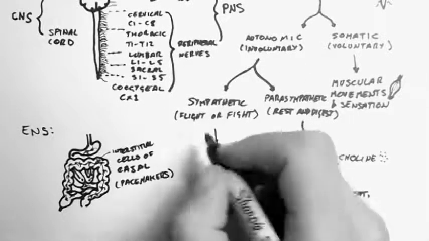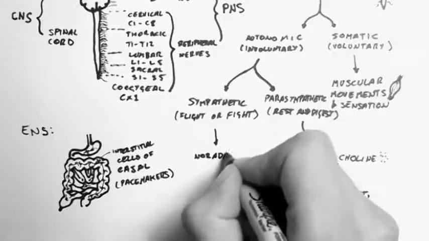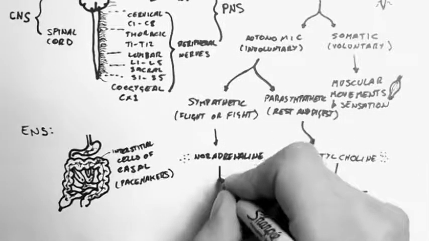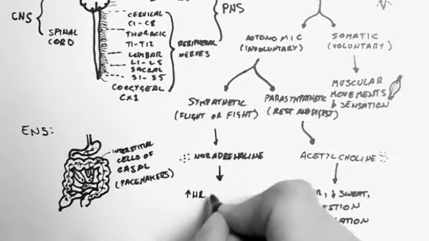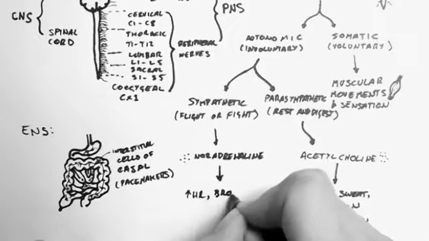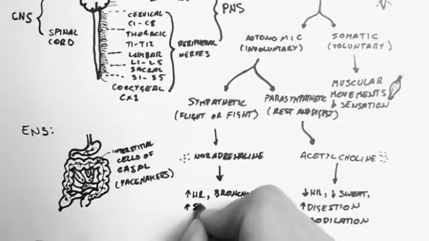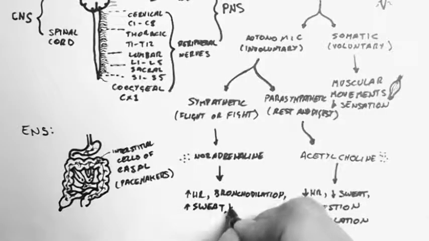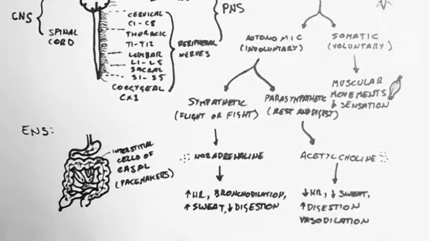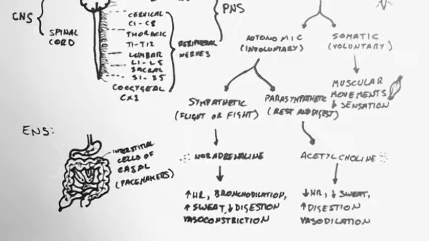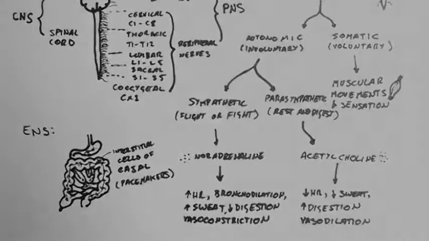Whereas the sympathetic system is characterized by noradrenaline release, or norepinephrine if you're in America. And these causes increased heart rate, bronchodilation, increased sweat, decreased digestion, and vasoconstriction. So the opposite to the parasympathetic nervous system. And these are functions you need in a flight or fight situation. And that's an overview of the divisions of the nervous system.